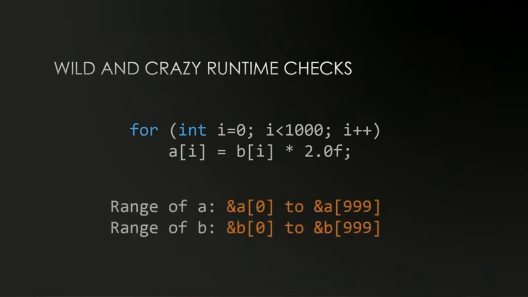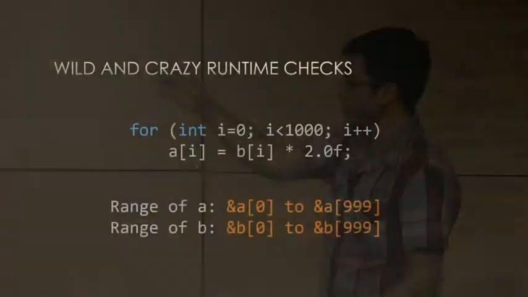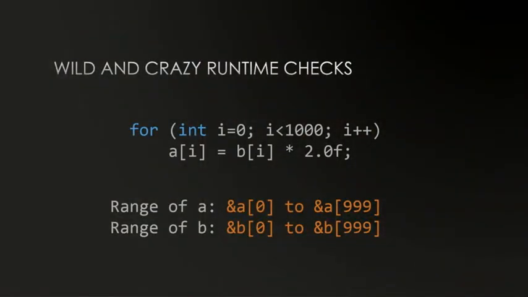This one's a pretty easy one, right? We just look at the range of A. The first element that we access is A sub 0, and the last one is A sub 999. Similarly for B. All you need to do is make sure that either the bottom of one range is bigger than the top of the other, or the top is less than B, just to figure out that those things don't actually overlap. So that's the range of accesses of A and B, and that's the runtime check that we would emit.